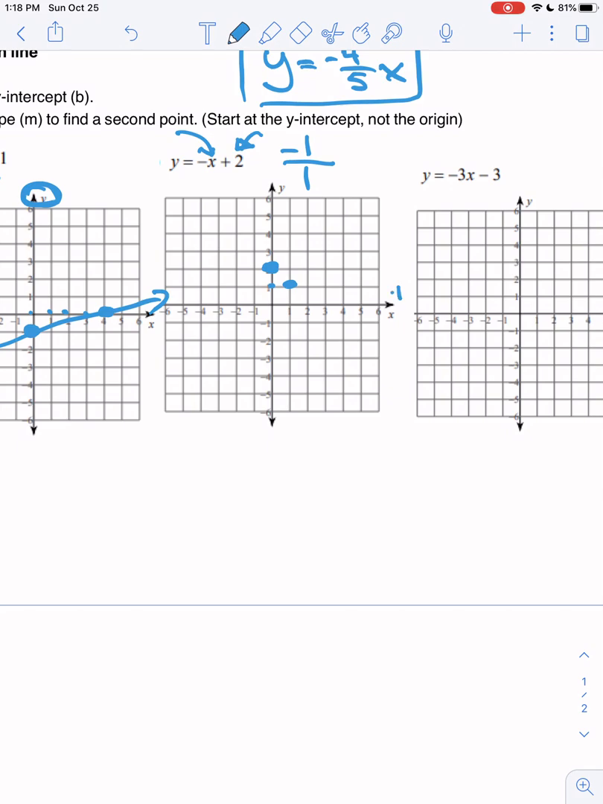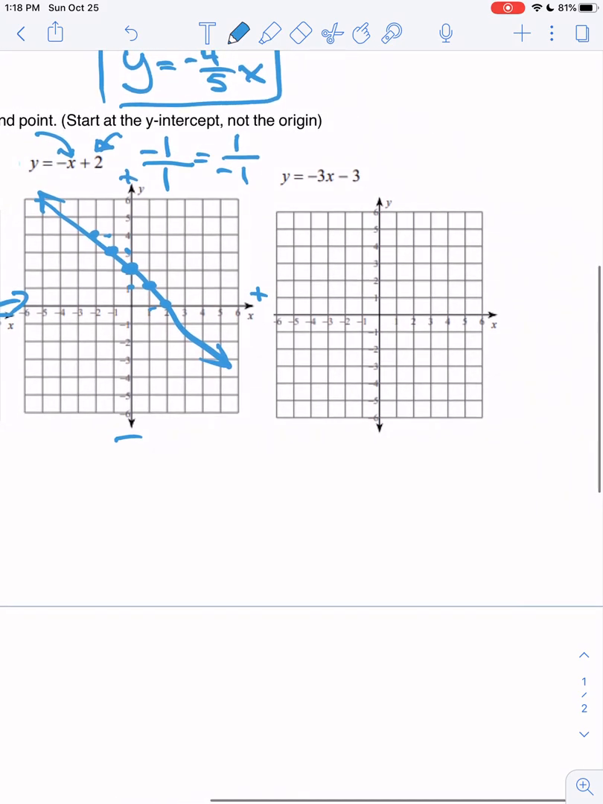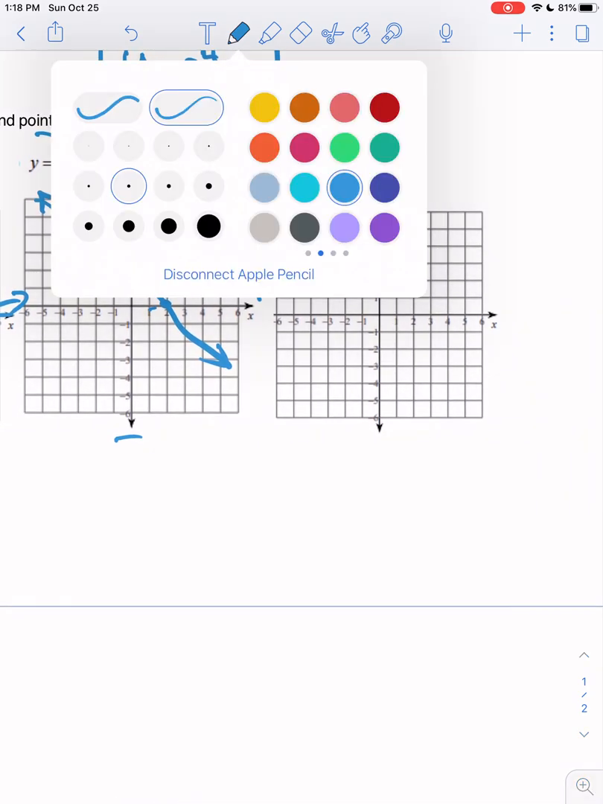Remember, this is positive, this is negative, this is positive, this is negative. If we wanted to, we could have put the negative with the denominator. So that would tell me to rise 1 and then to the left 1. You can see it's the same line, up 1 over 1, or we can go down 1 over 1. Either way, we end up with the same line. You get to choose where you put the negative sign, but you don't want to put it with both of them. If you have two negatives, they cancel each other out and give you a positive, so we don't want that.